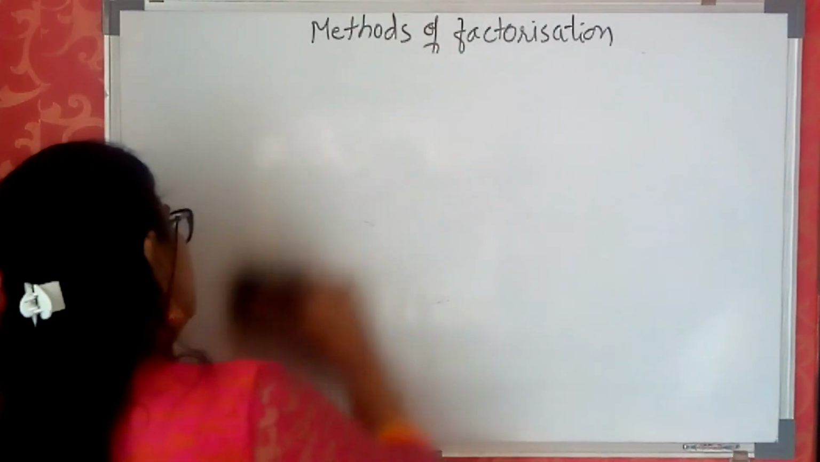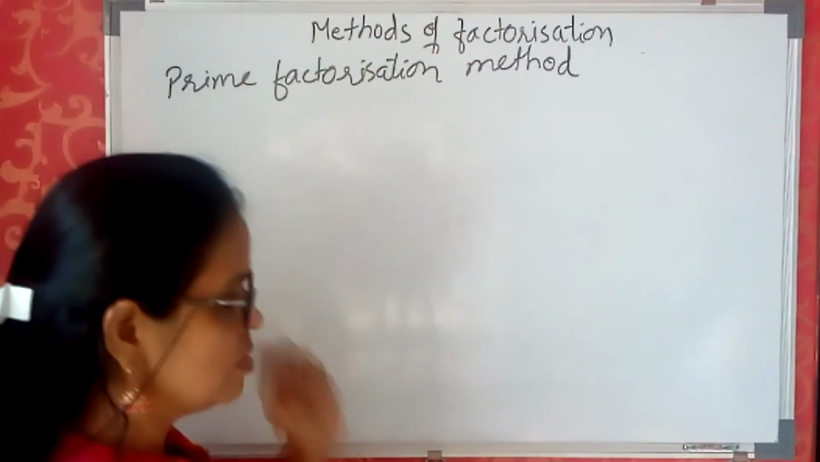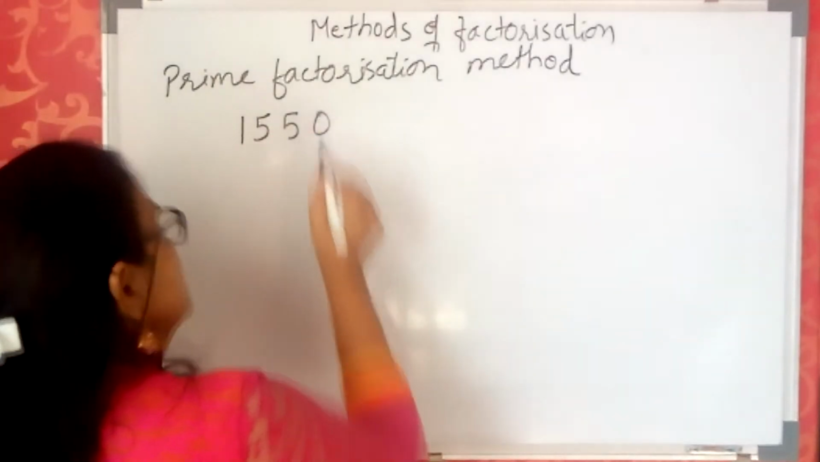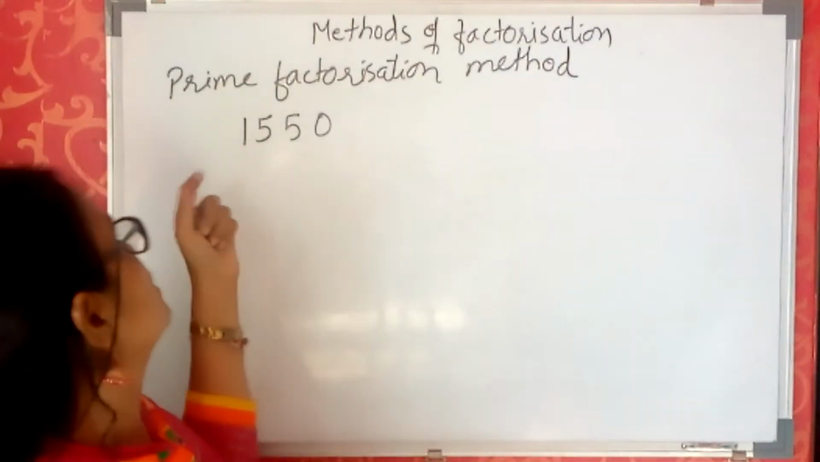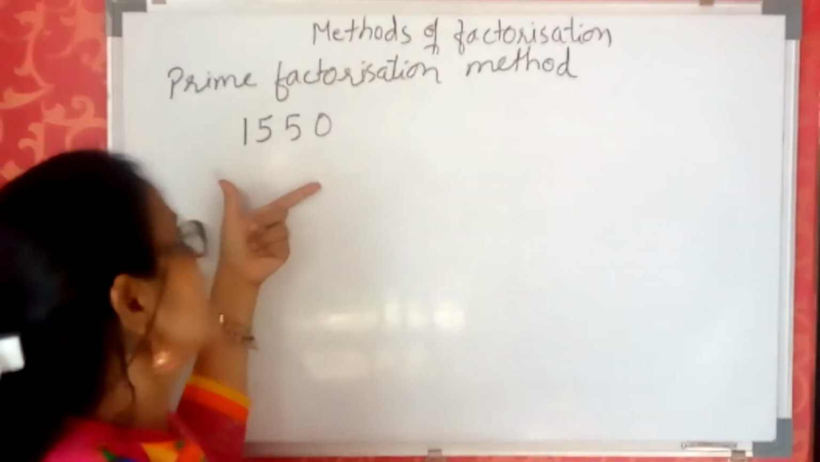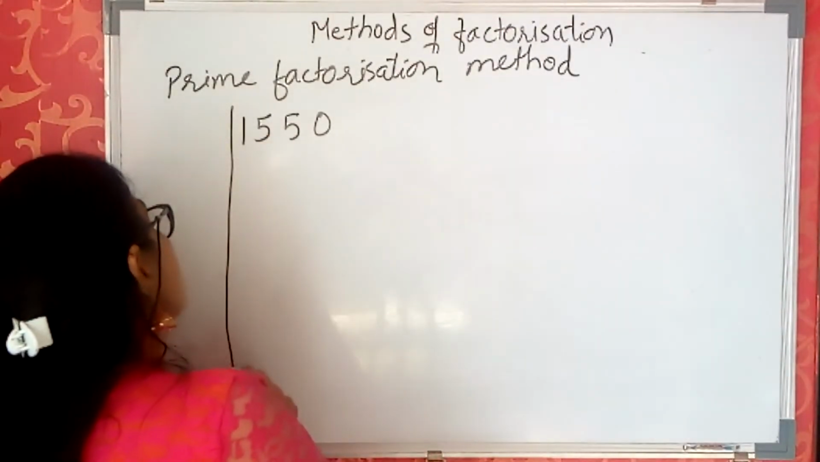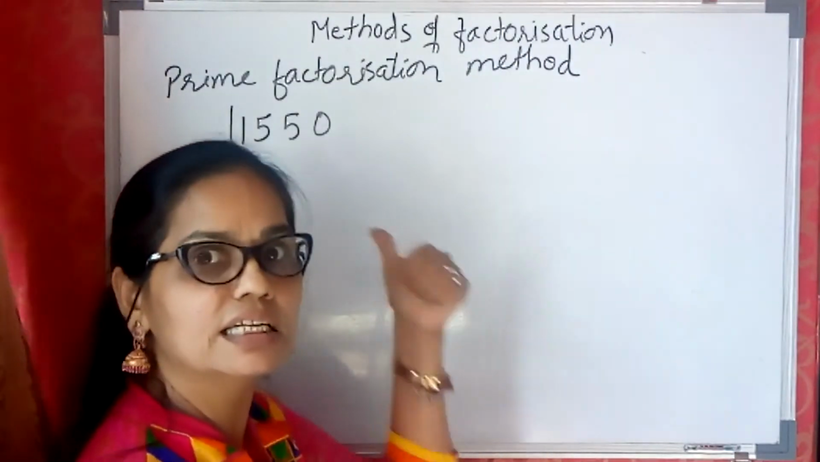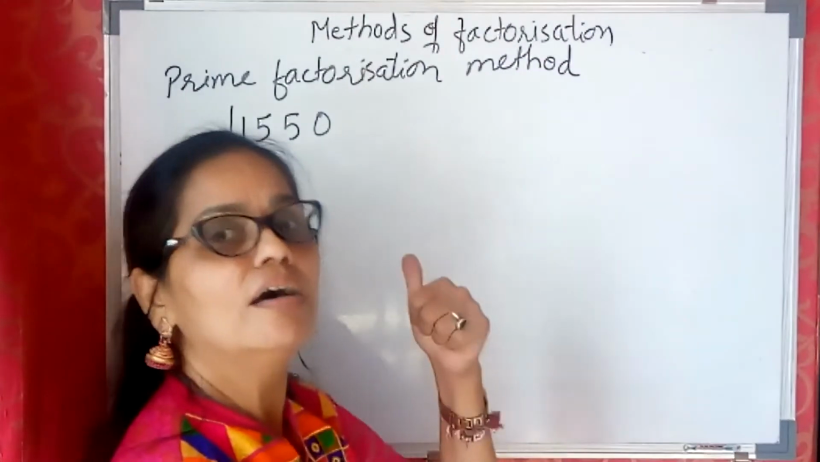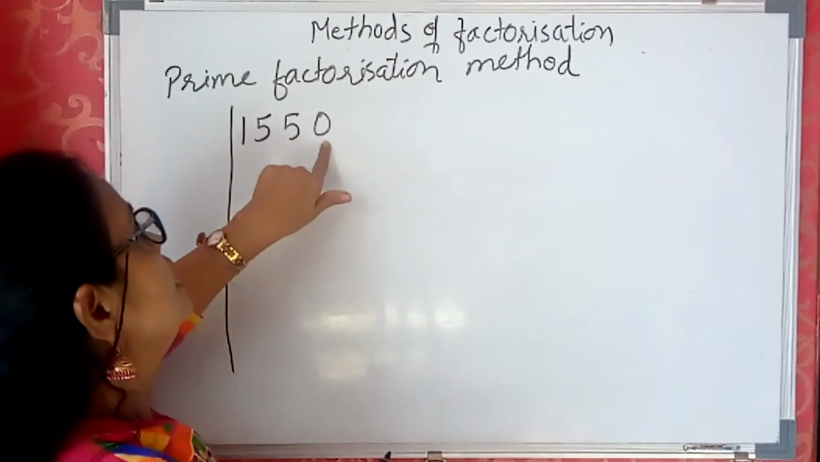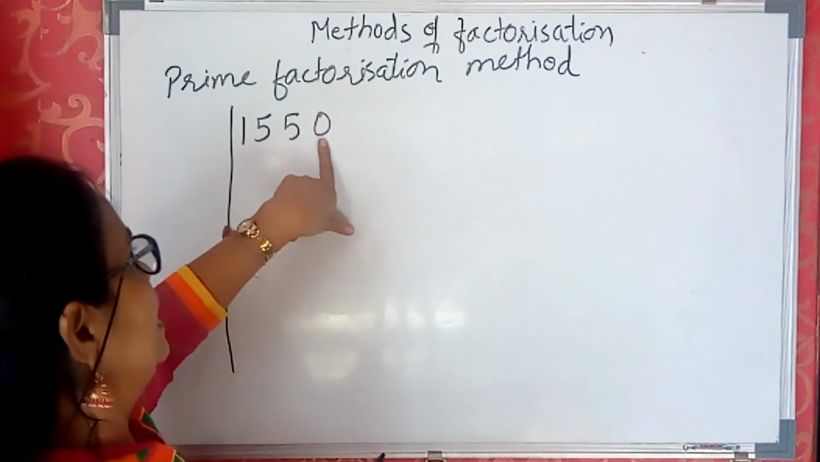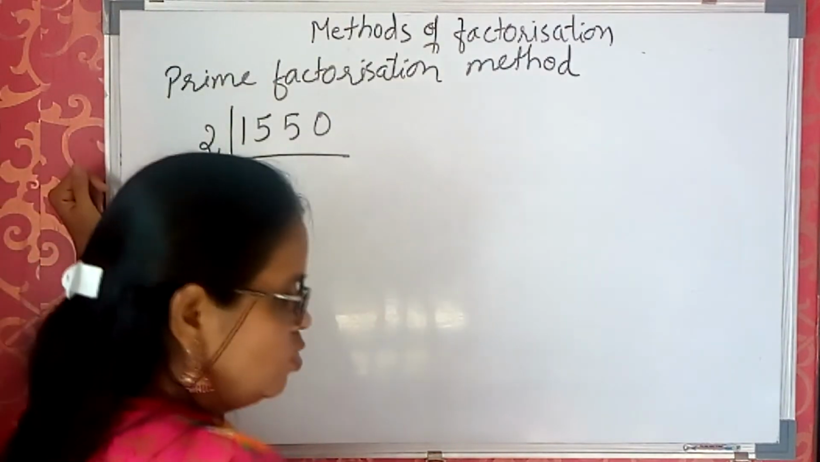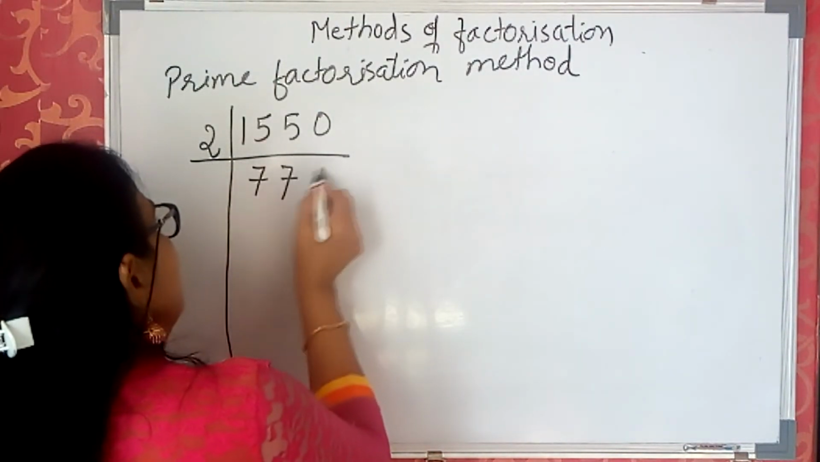Now the second method is the prime factorization method. This method is common. Now suppose you have to find out the prime factors of 1550, right? So you must be thinking, such a big number. It's very easy. Here you are using the divisibility test. Again and again I am telling you, watch my video on the divisibility test. It is very easy to find the factors. Since there is a 0 at the ones place, it is an even number, so divide by 2, you will get 775.